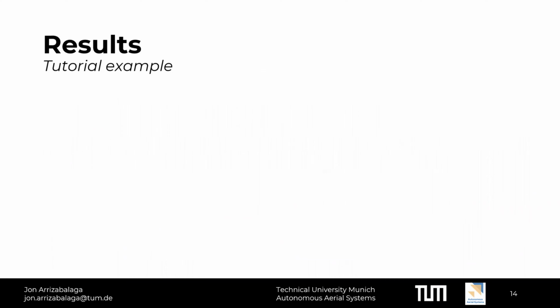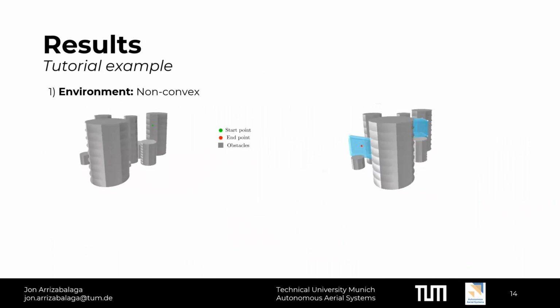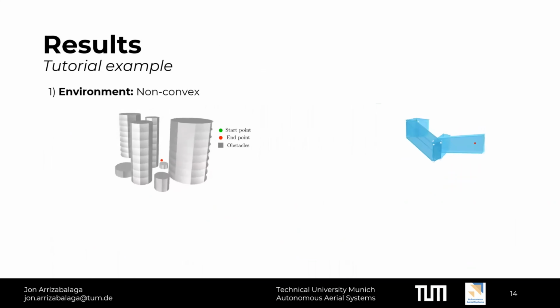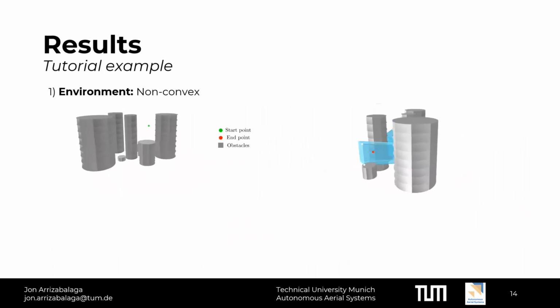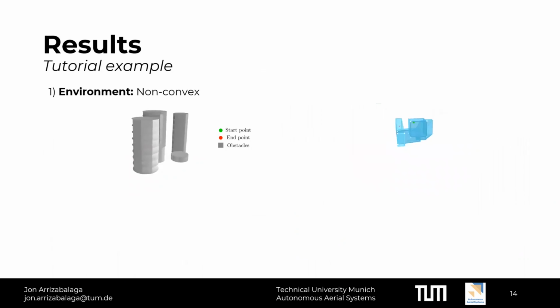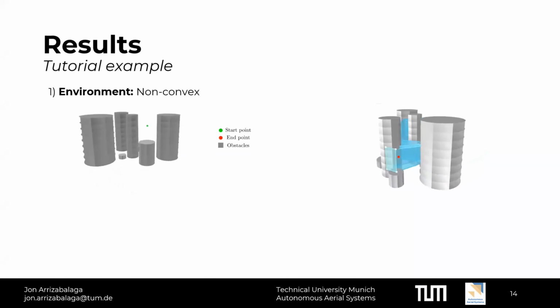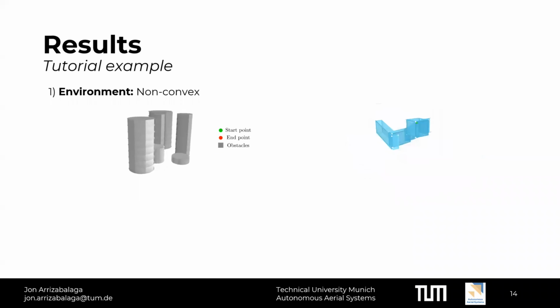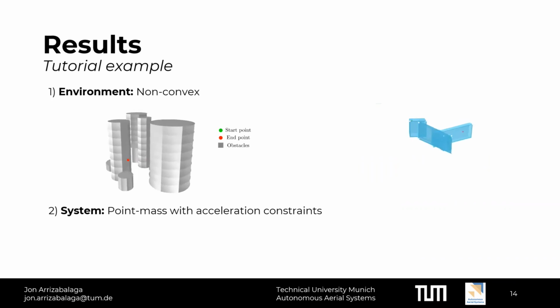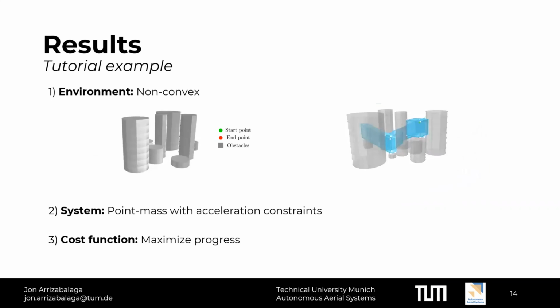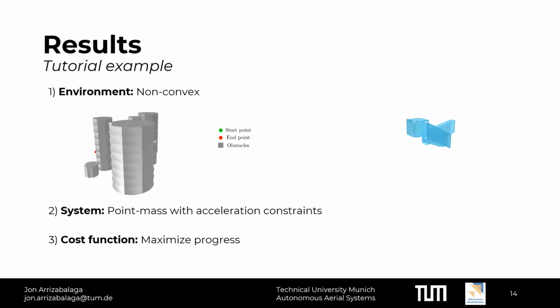To evaluate our approach, we conducted a case study consisting of a non-convex three-dimensional space. The respective starting point and ending point can be visualized in the animation at the left-hand side, while the associated convex decomposition is attached in the animation at the right-hand side. As an illustrative example, we chose a system that was a point mass with acceleration constraints, and the desired behavior was chosen to be progress maximization.